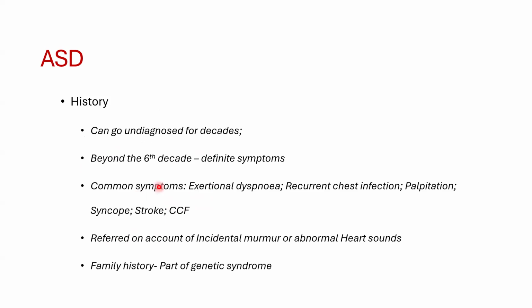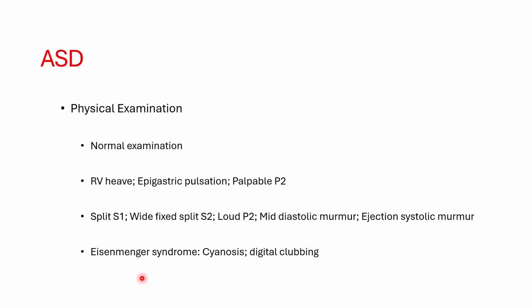exercise intolerance, recurrent chest infections, or we may have on occasion incidental murmurs and abnormal heart sounds. Or there may be a family history and the patient will come to you just for some screening. Physical examination may be normal, but where you have right-sided overload, you have right-sided features, and then the characteristic fixed split of the second heart sound.